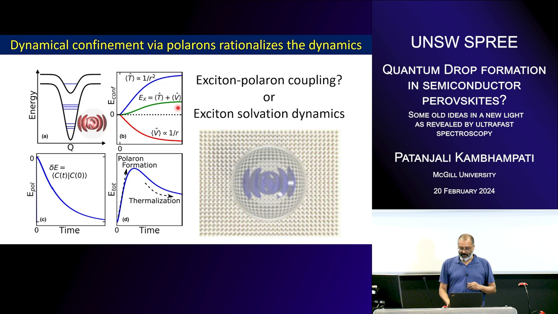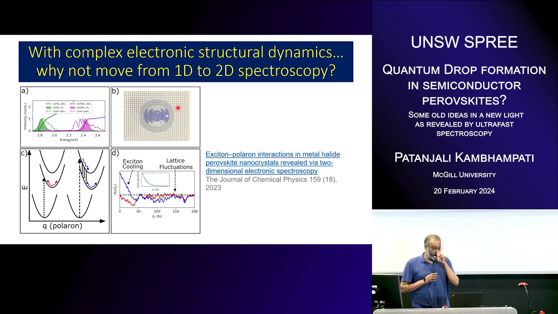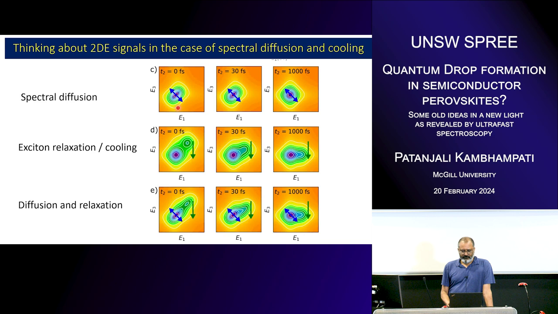That was TA spectroscopy, and we can do more with 2D spectroscopy. So we had published a 2D experiment in Nature Communications in 2019 and built upon it more recently in the Journal of Chemical Physics in 2023. In 2D spectroscopy, you want to look at two processes. Spectral diffusion, which is illustrated by an anti-diagonal line width increasing in time. Exciton relaxation is a high energy state going to a low energy state. And in the perovskite, we might have diffusion and relaxation, which we can measure using 2D spectroscopy.